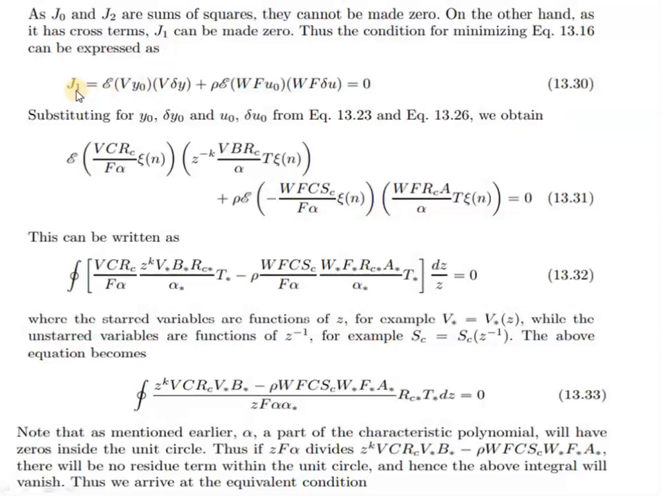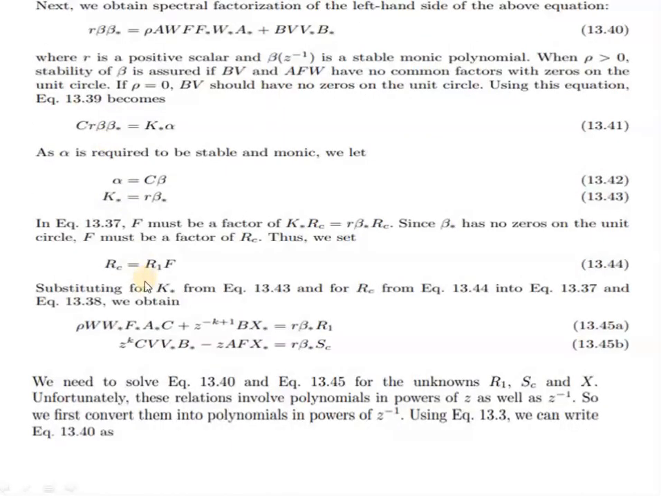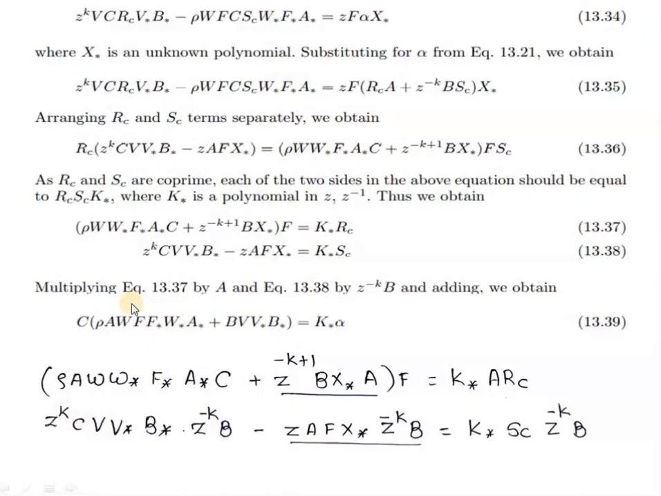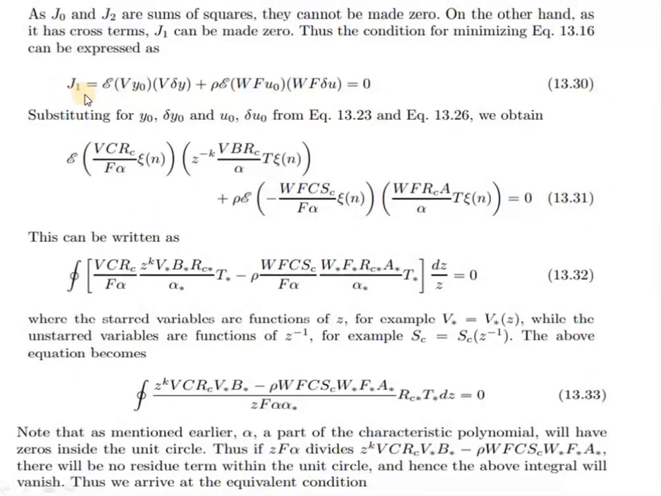Previously you can see what is meant by J1. Here we have to make this J1 equal to 0. Here we put J1 equal to 0, that's why this term equal to 0 comes here. Further we have to put the values of y0 and delta y, and u0 and delta u, in the previous equation.